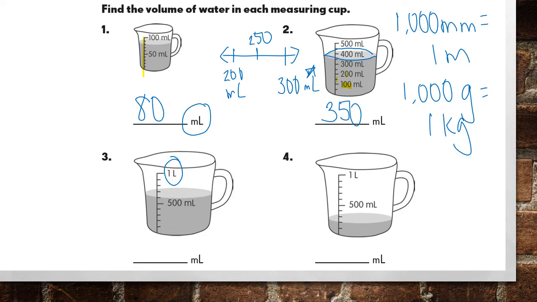Here, we're past 500 milliliters. 500 milliliters is half a liter. But we're past that. Let's see what they're counting by in this one. So if this is 500, that would be 600, 700, 800, 900, 1,000 milliliters or 1 liter.